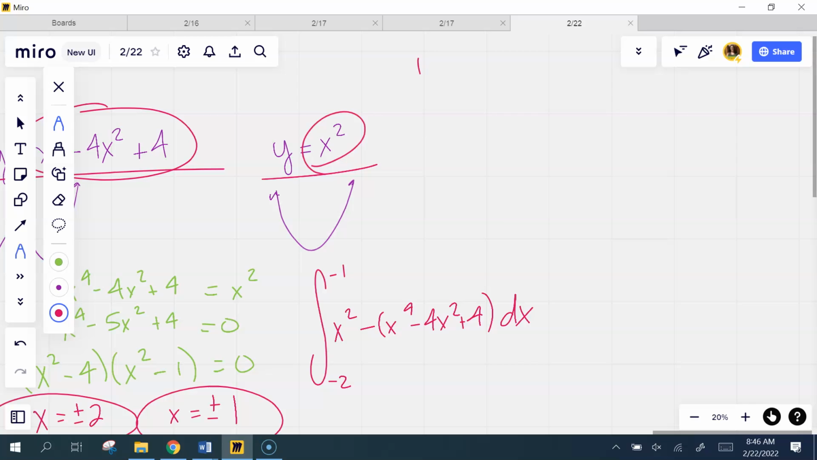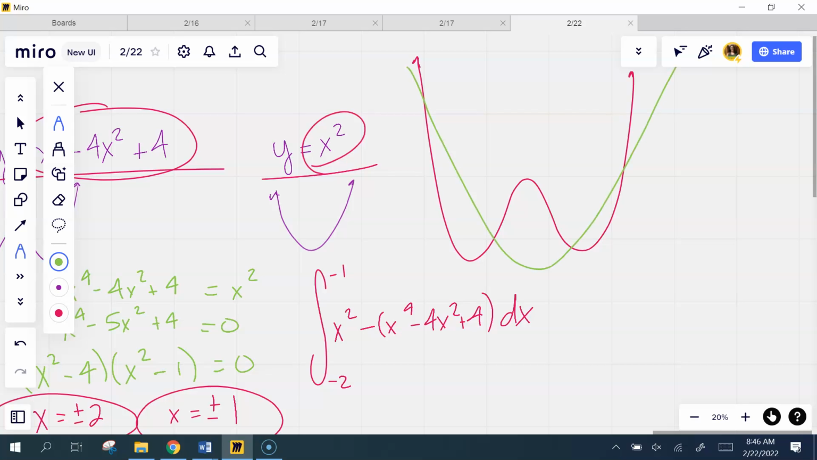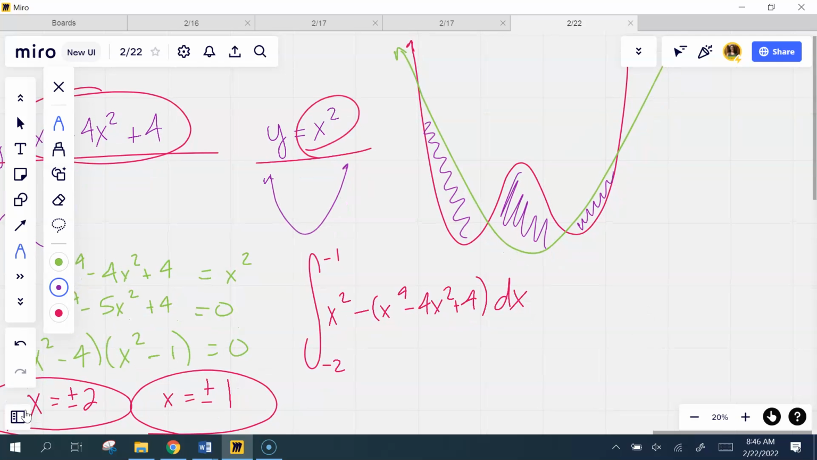Let me expand my picture here because I think this is where y'all are getting a bit confused. If it's something like this, I've got 3 shaded regions here, right? 1, 2, 3. And for each region, the function itself is shifting on which one's on top. So it's always top minus bottom, right? So here, remember the green is x squared, and the red one is my x to the 4th minus 4x squared.